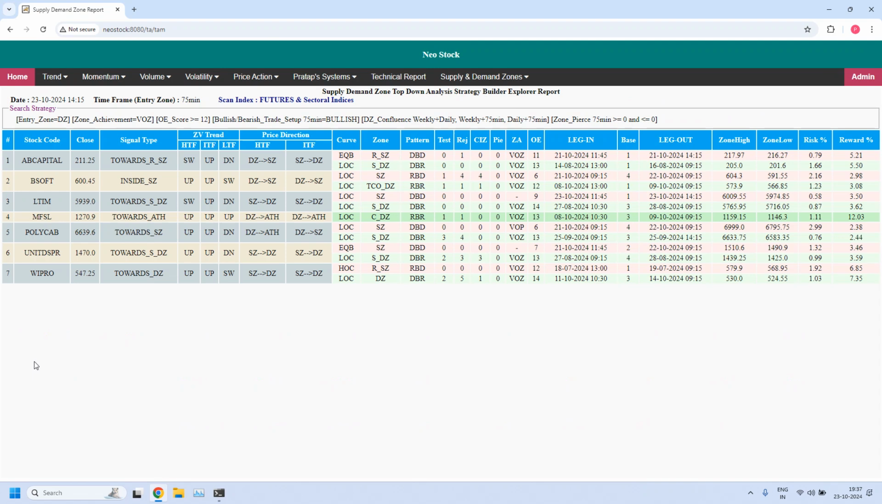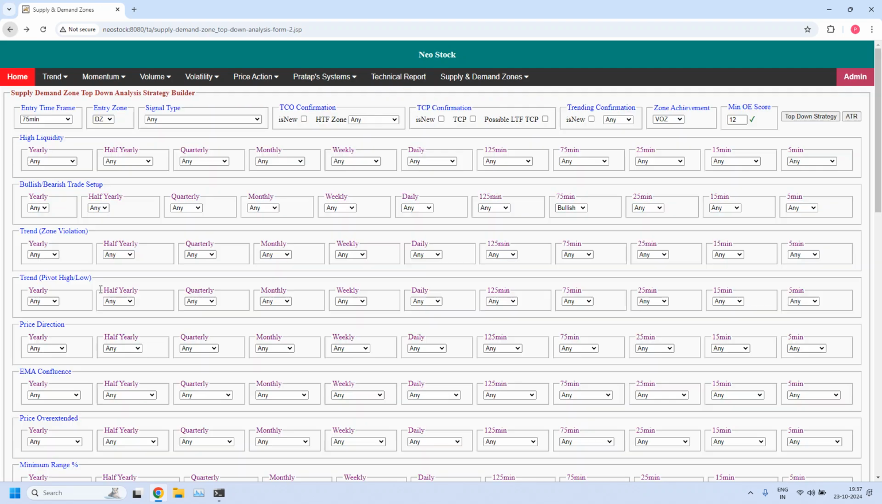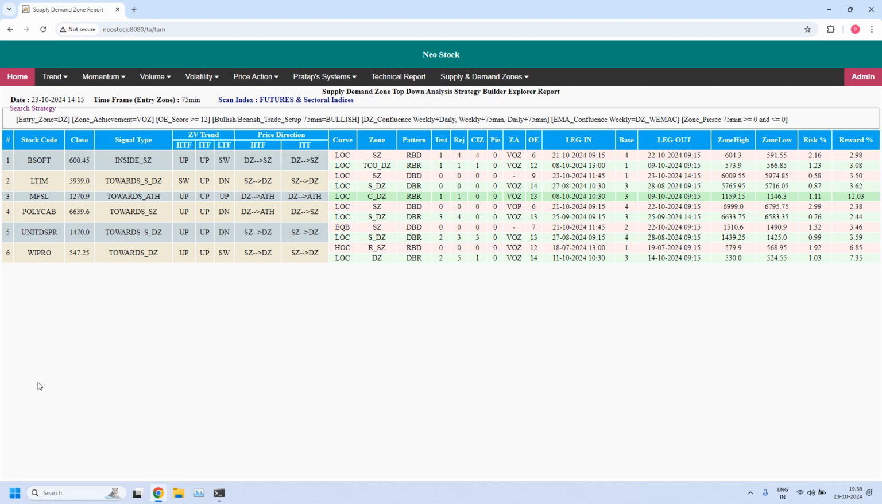In all these 7 stocks, they are supporting bullish trade setup for weekly income trade, entry time frame 75 minutes. But the 75 minute zone is part of the daily zone, both together again part of the weekly zone. And except 2 stocks, remaining stocks, weekly trend is uptrend. If those zones are having weekly EMA confluence, they are even more high probability setup. So that's why in the EMA confluence, weekly time frame, weekly demand zone with weekly EMA confluence filter is enabled. Now we got 6 stocks.